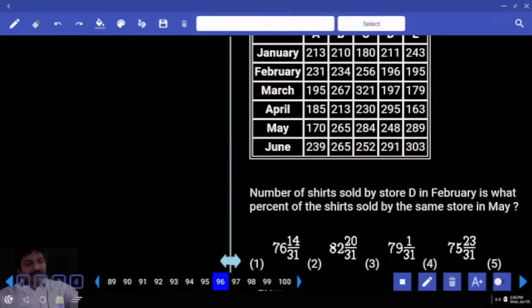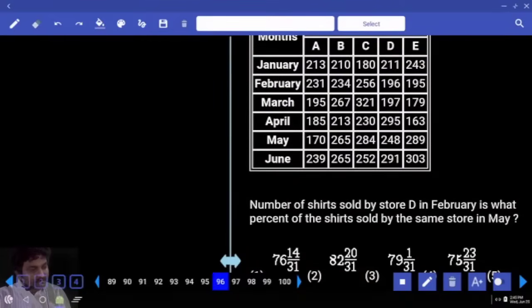The number of shirts sold by store D in February is what percent of the shirts sold by the same store in May? D in February, 196. What percent of the shirts sold by the same store in May? 248. It is a straightforward calculation, right?